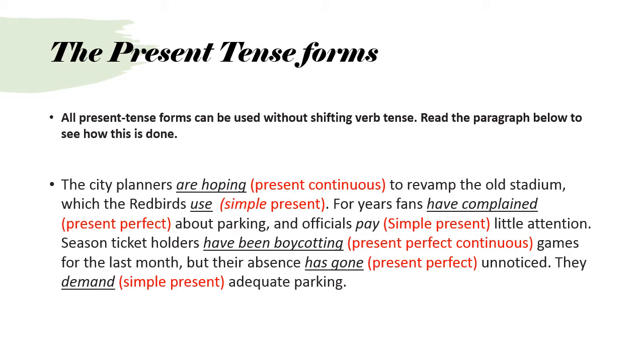If you observe carefully, we have not shifted from present tense to past tense or future tense, and so the tense consistency is maintained. Though we have used all the present tense forms, we have not shifted the verb tense. So this is how we can maintain consistency of a particular tense in a paragraph.